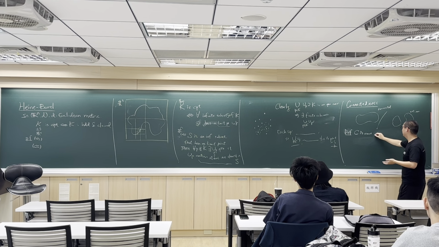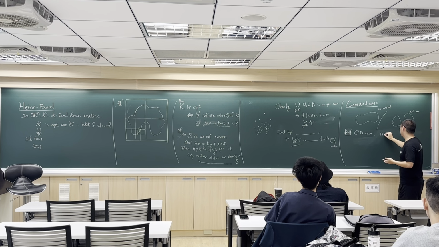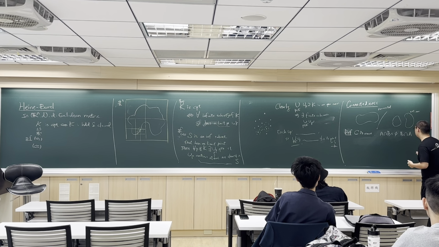The intersection of A and B closure is empty. And also the B closure intersect A is empty. Okay, I see.